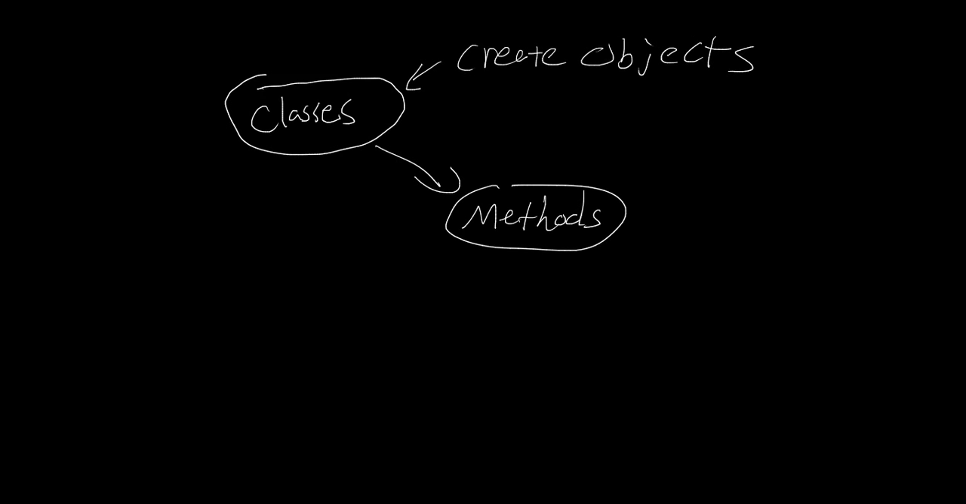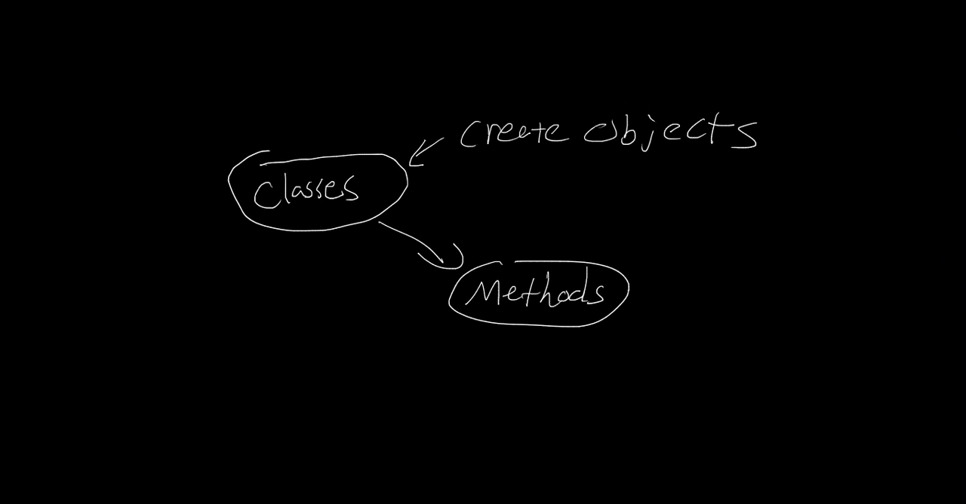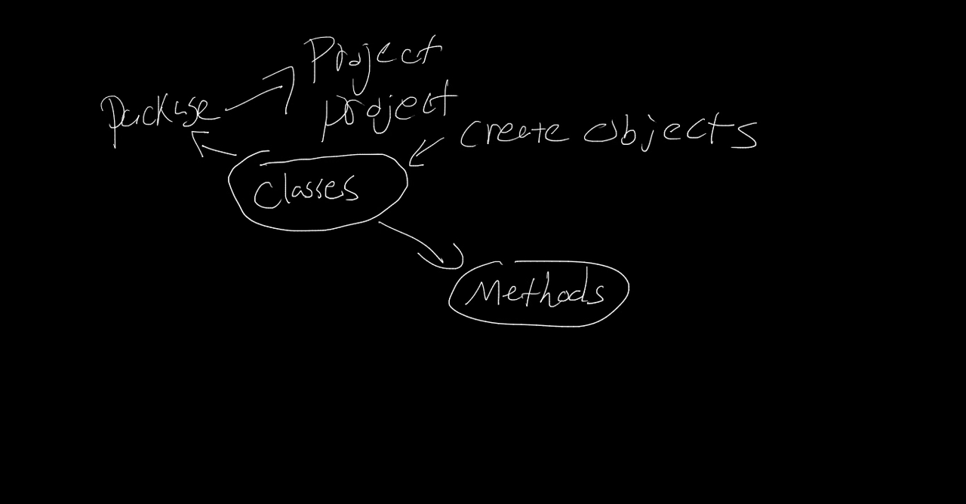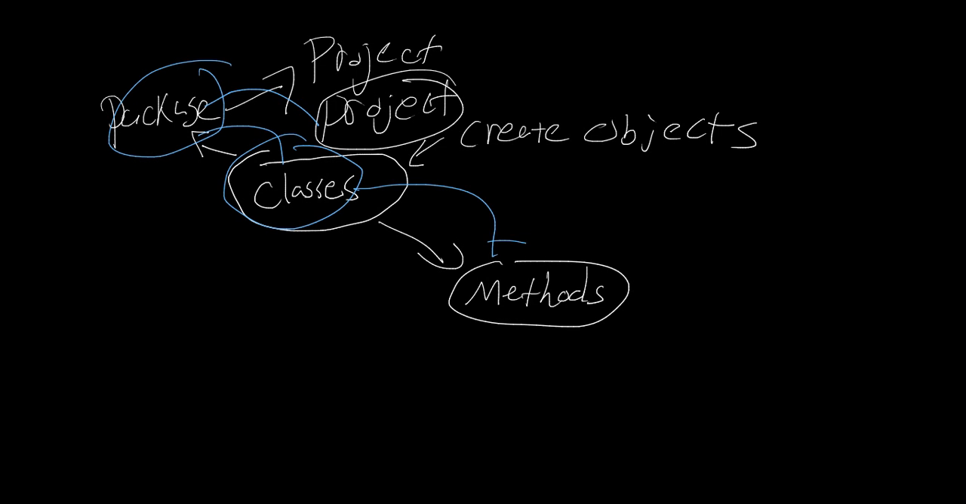We can go even further with this. Classes are packaged in a package, that's what they're called. And a bunch of different packages make up a project. I'll just write it down here just in case. So you have your project, which is basically your program itself, that has a bunch of packages that have classes that have methods. That's how a Java program is organized.